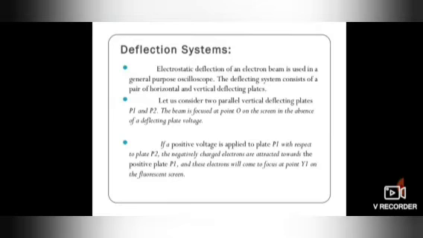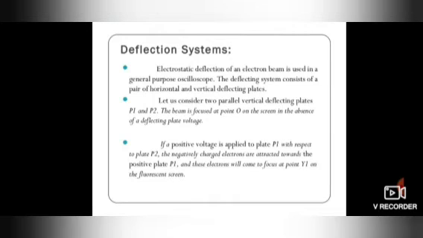Then deflection systems. Electrostatic deflection of an electron beam is used in general purpose oscilloscope. The deflection system consists of a pair of horizontal and vertical deflecting plates. Let us consider two parallel vertical deflecting plates P1 and P2. The beam is focused at point O on the screen in the absence of a deflecting plate voltage.